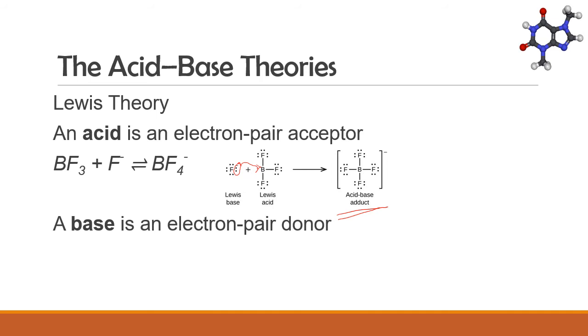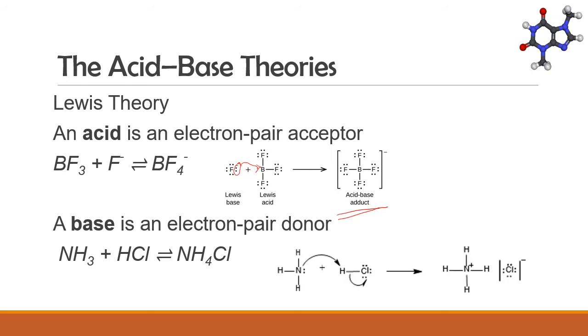According to Lewis, a base is an electron pair donor. In this example, we have ammonia reacting with hydrochloric acid to form ammonium chloride. We can illustrate this reaction of donor-acceptor using the Lewis dot structures of the reaction.